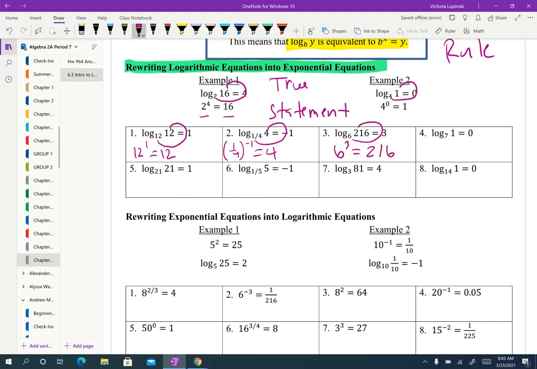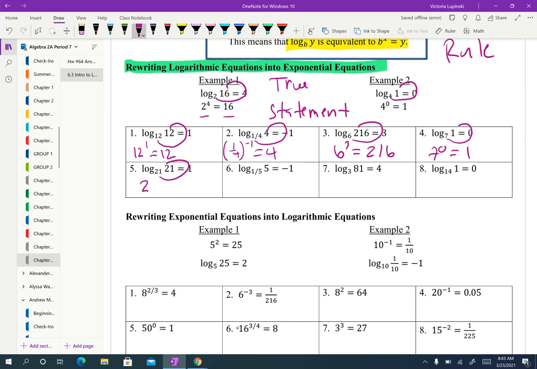6 to the 3rd equals 216. 7 to the 0 equals 1. And again, each of those values should be a true statement. So this would probably be a good time to pause and try it. Go ahead and pause for a second, see if you can do 5, 6, 7, and 8, and then we'll go through them together.